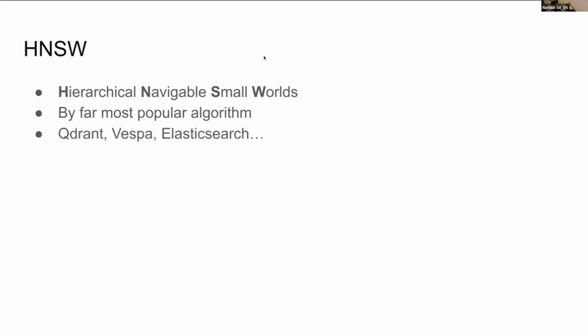Okay, so let's start with searching faster. To do that, I would like to introduce two algorithms, or in FAISS we would call them indices. The first one is HNSW, and the other is called IVF. Let's start with HNSW. HNSW stands for Hierarchical Navigable Small Worlds. I'm sure you have heard of it because it's by far the most popular algorithm out there. In fact, it is used as a backbone for many databases, such as Qdrant, Vespa, Elasticsearch, and so on.